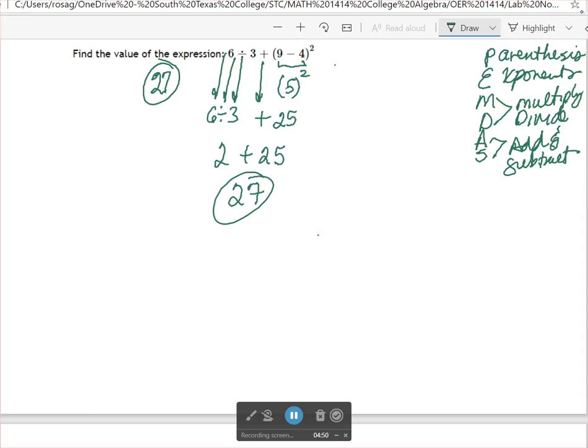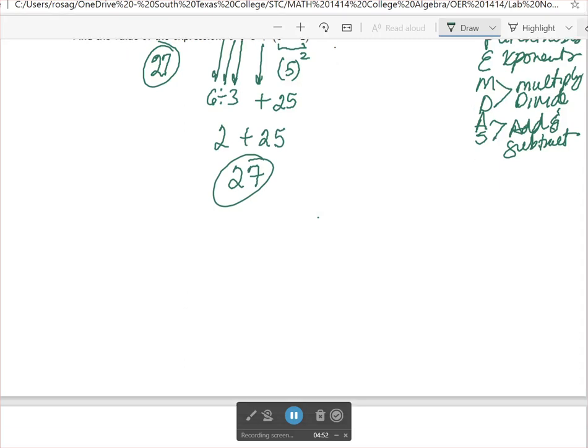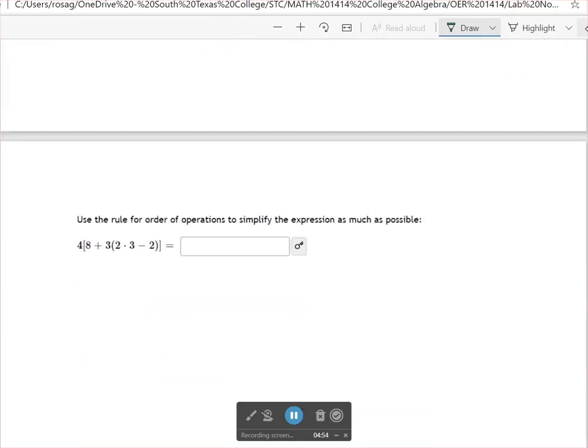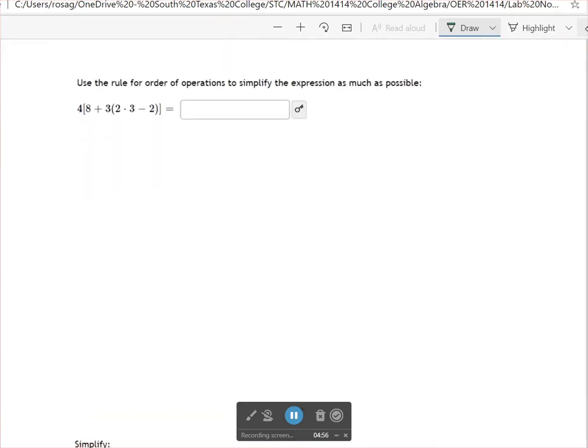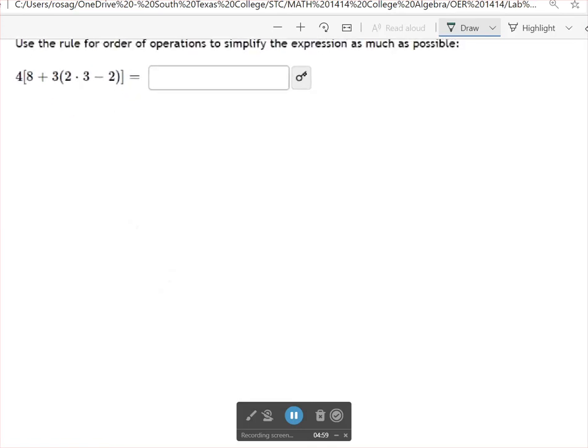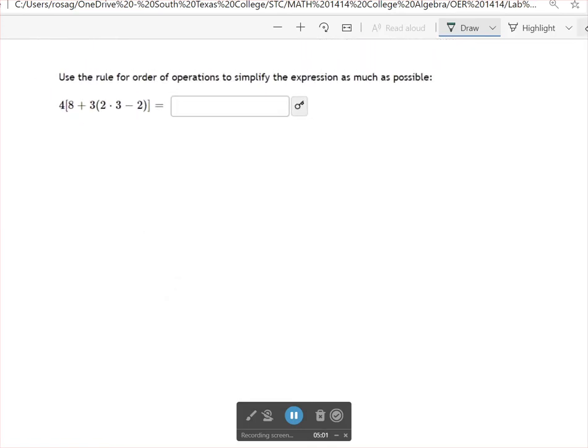You can also do it by hand. I don't require you to do it by hand for this class. You can just type it in the calculator. The same thing with this one, you can just type it in your calculator, but I am going to work it out by hand so you can see.